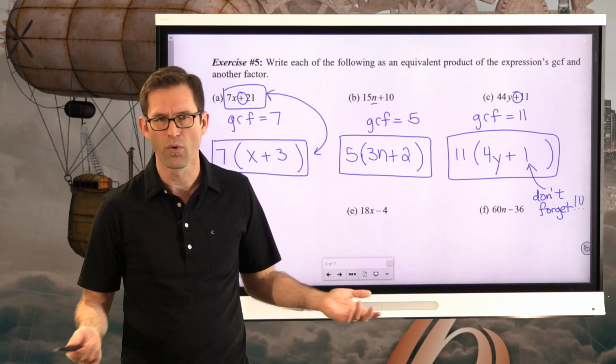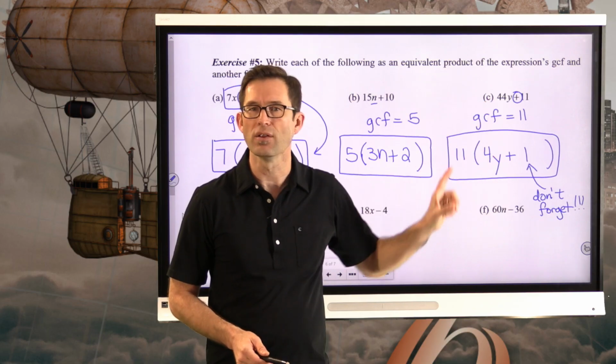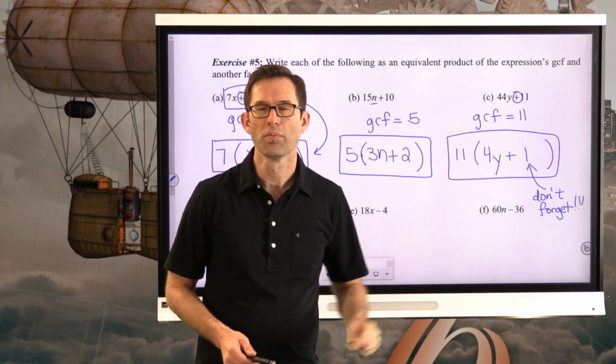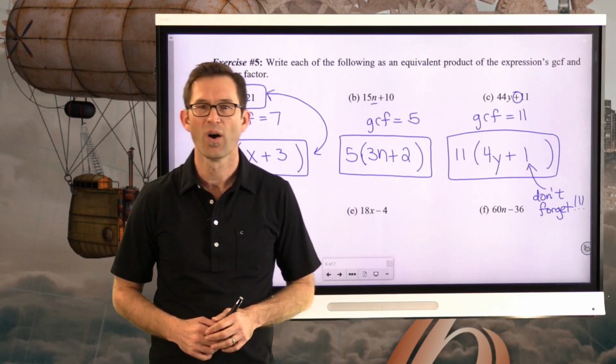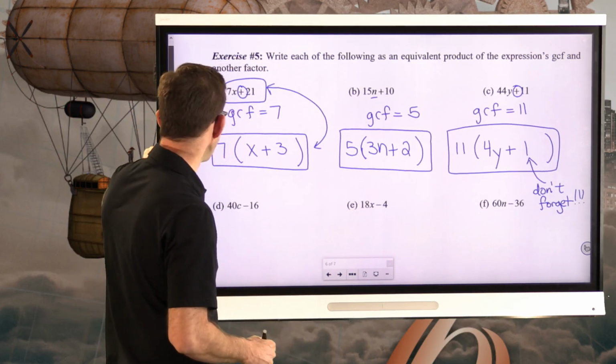It wouldn't be 44y plus 11. These two things have to be the same, and you can always check that by multiplying back through. All right, let's play around with some more of them. That might be the hardest one on here.